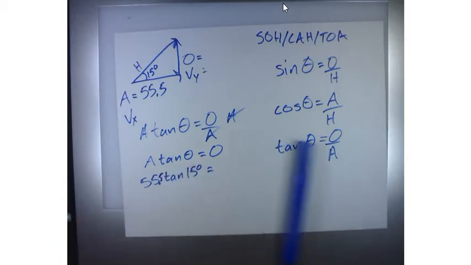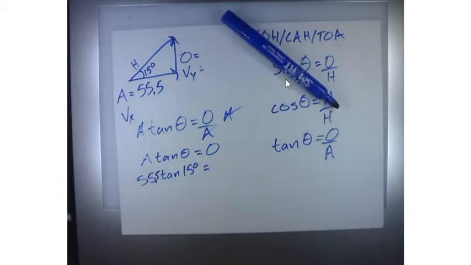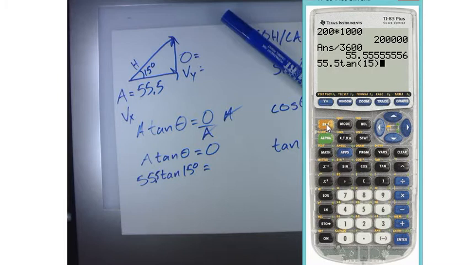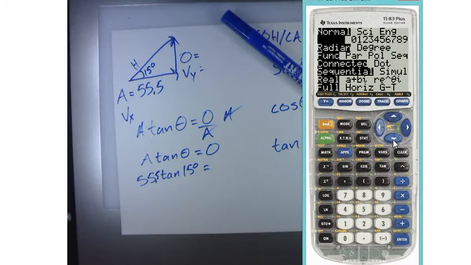So now to find this V sub Y, or the velocity in the Y direction, or the Y component of the velocity, I simply need to come to my calculator, turn it on, and go 55.5 times tangent of 15. Now what should I double check before I hit enter? Degree mode. So I'm in radian mode, and now I'm in degree. So now I'm going to come back.